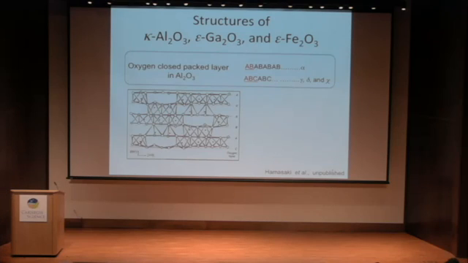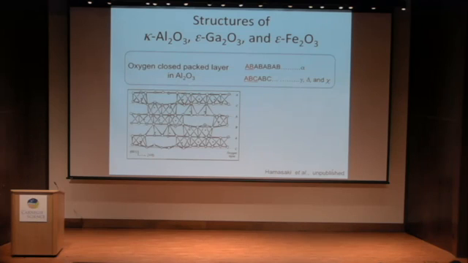And before going into the detail of the experimental results, I should explain the structure of kappa alumina. Epsilon gallate and epsilon ferrite also take the same structure as kappa alumina. Recently, research on this material has been carried out by many researchers. Anyway, the characteristic of the alumina system is oxygen close packing.